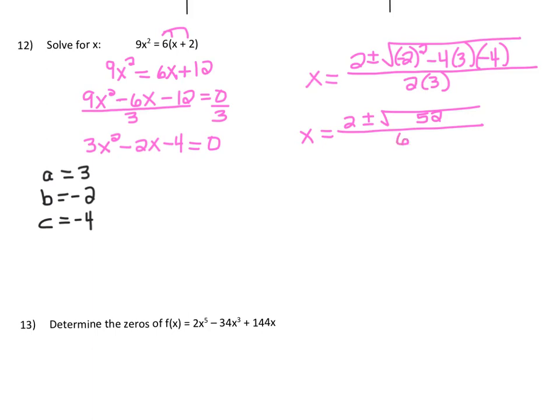Okay, so now we know we are not allowed to simplify these two numbers. Please don't try to make this 1 over 3. We first have to simplify our radical, so I'm just going to do that off to the side. All right, so radical 52.